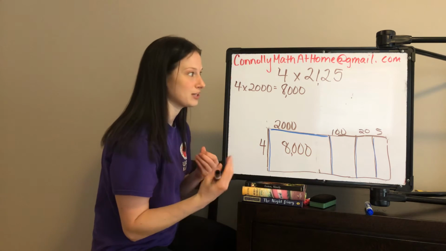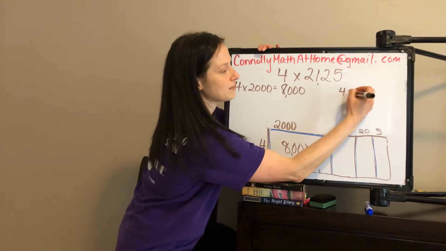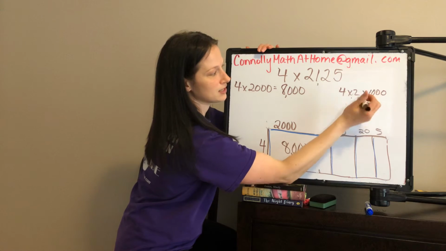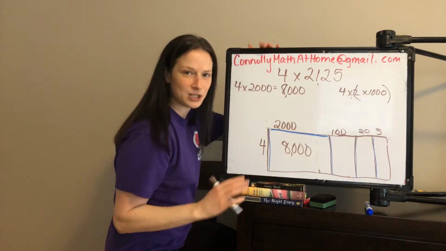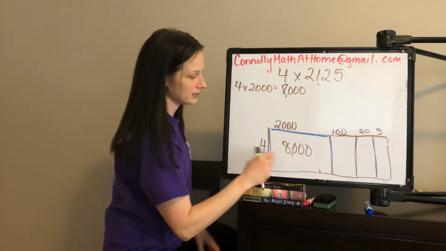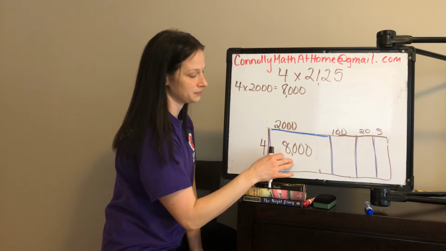Okay, so they know this relationship. They know 4 times 2 times 1,000. And we see that, do you see the 2,000 here? I just want everyone to understand what's going on because I love math. All right, so 4 times 2,000 is 8,000.